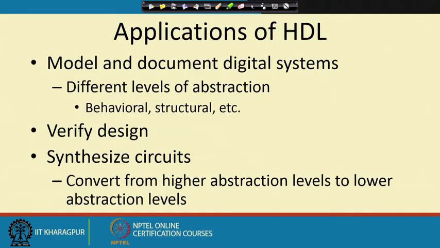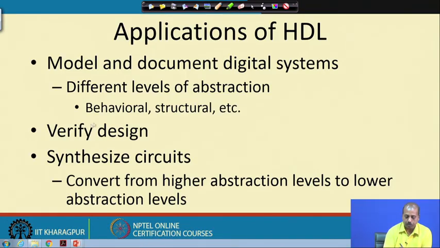The second objective is to verify the design. Once you have got a description of the design, you can try to verify it by means of some sort of simulation, or maybe by means of some formal verification technique, you can try to extract the meaning of the description. So, that was another objective. Documentation was the first objective, modeling was the second objective, and the third one is the verification of the design. And of course, verification may be of two types.